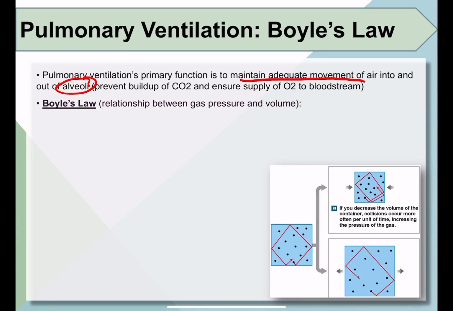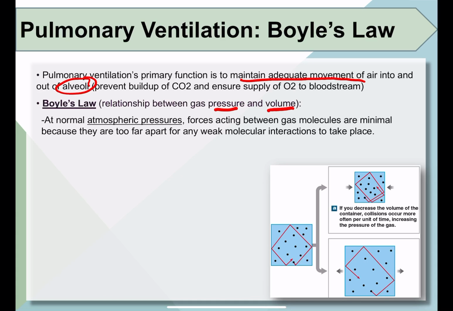One of the gas laws that explains how pulmonary ventilation works is called Boyle's law, where it puts the value of pressure and volume into a correlated relationship. At normal atmospheric pressure, for example, if we imagine the air in an open space out in our backyard right now, the forces acting between the gas molecules are very minimal because they are too far apart for any weak molecular interactions. So they're just diffusing and moving all over the place in the air of the backyard.